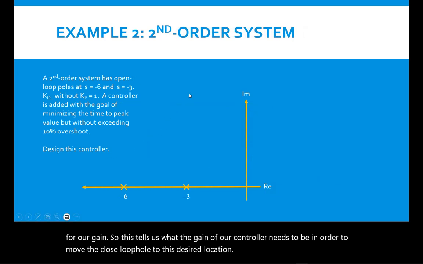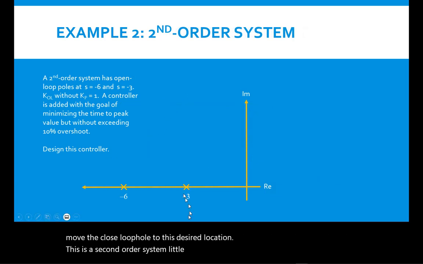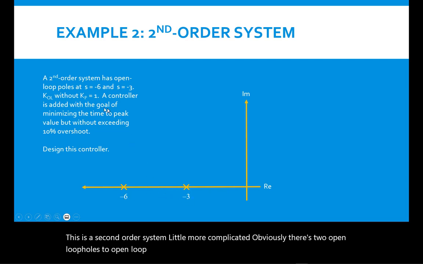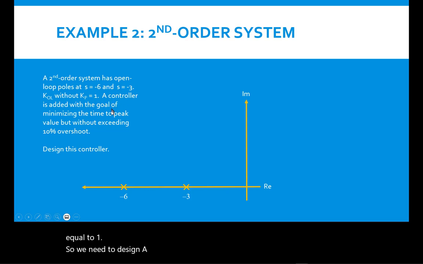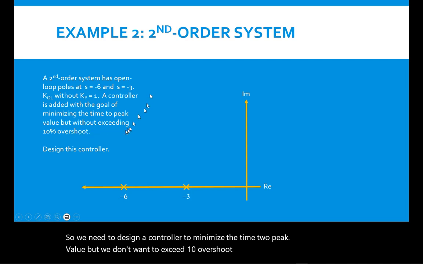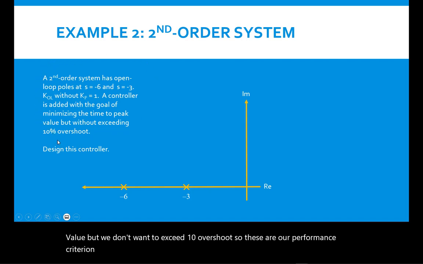This is a second order system, a little more complicated, obviously. There's two open loop poles, two open loop real poles. I say here that the open loop gain without Kp is equal to 1. So we need to design a controller to minimize the time to peak value, but we don't want to exceed 10% overshoot. So these are our performance criteria that we need to meet, and we need to design this controller.